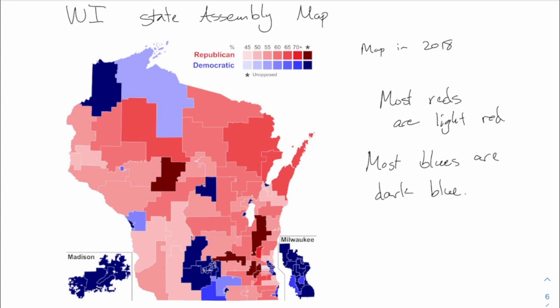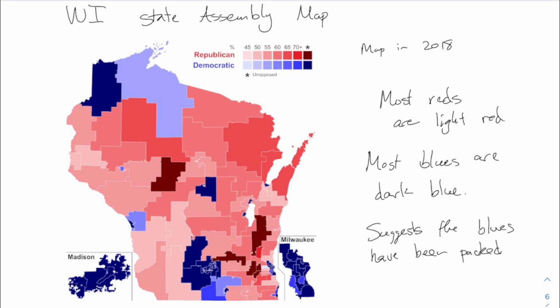which is where the Democrats live, not coincidentally where the black people live. This is all tied up with all that stuff. Anyway, most of the reds are light red, most of the blues are dark blue. This suggests the blues have been packed in order to give the reds an advantage.